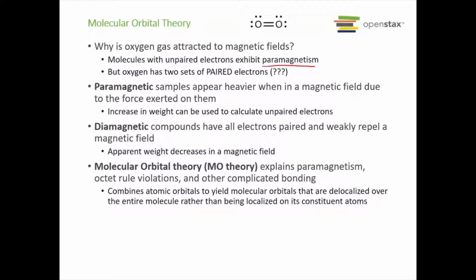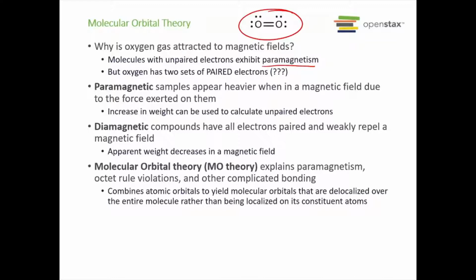to calculate unpaired electrons. So oxygen, here's the structure of oxygen gas, in the Lewis structure does not appear to have unpaired electrons. Everything was paired up, yet it displays paramagnetism. So this was a mystery to scientists. Why is this happening? It was more expected to be diamagnetic, like nitrogen gas, which is diamagnetic, meaning all the electrons are paired and it actually weakly repels a magnetic field. And if you put it in a magnetic field, its apparent weight actually decreases.